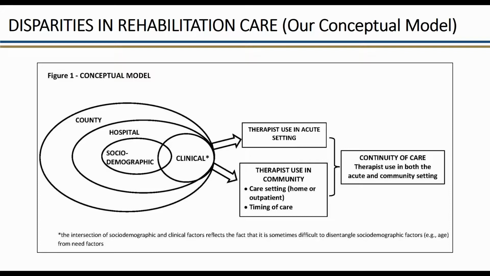And so our model was that we controlled for clinical factors or need for therapy. And then we looked at county level, hospital level, and socio-demographic level factors that were associated with the use of therapy. This model allows us to get some idea of the extent to which there are socio-demographic disparities in use of therapy.